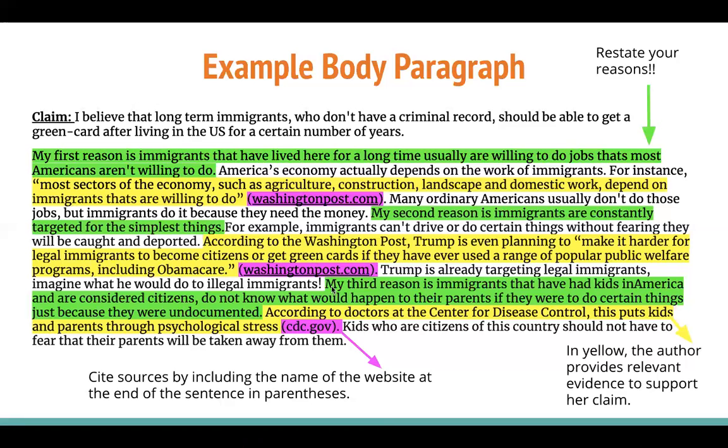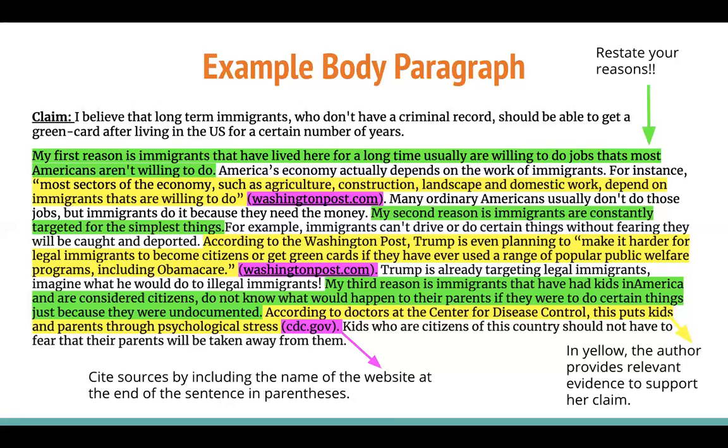Let's keep going. My third reason is immigrants that have kids in America and are considered citizens do not know what could happen to their parents if they were to do certain things just because they were undocumented. According to doctors at the Center for Disease Control, this puts kids and parents through psychological stress, cdc.gov. Kids who are citizens of this country should not have to fear that their parents will be taken away from them.